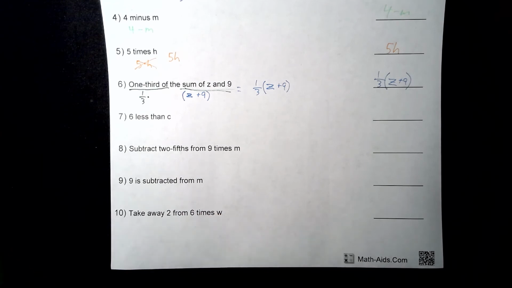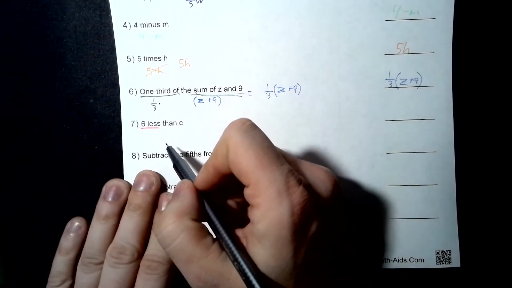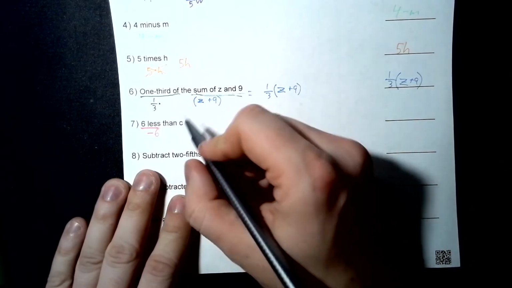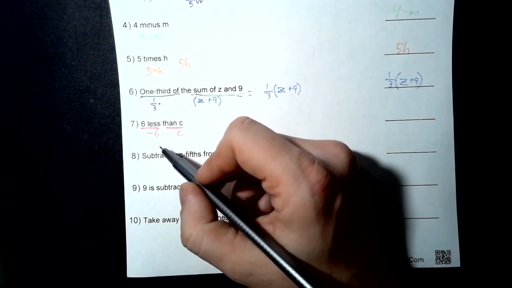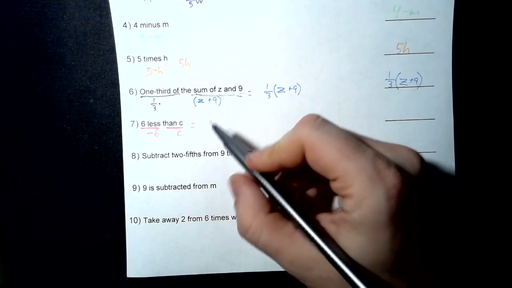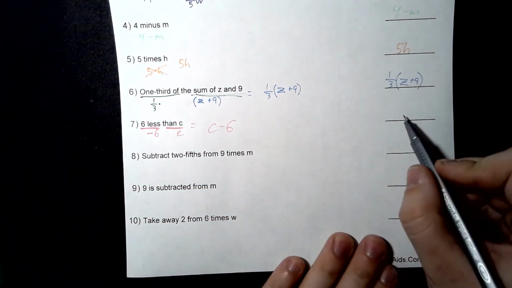For number 7, 6 less than c, 6 less would be represented by -6. Then c, well clearly this is in the wrong order. -6c would mean something different, so we need to rearrange it. c minus 6.